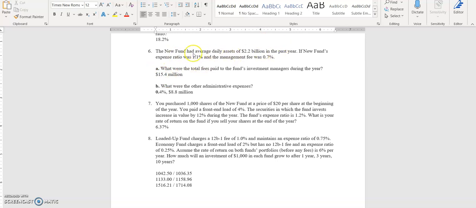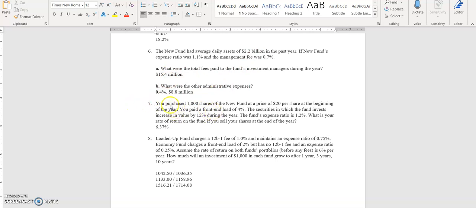Now, your total expenses were 1.1%, of which the asset management fee was 0.7%. So the balance 0.4% is due to other expenses, administrative expenses. That is 0.4% of 2.2 billion or 8.8 million. Okay, so you can see these are not small sums, they're pretty large.